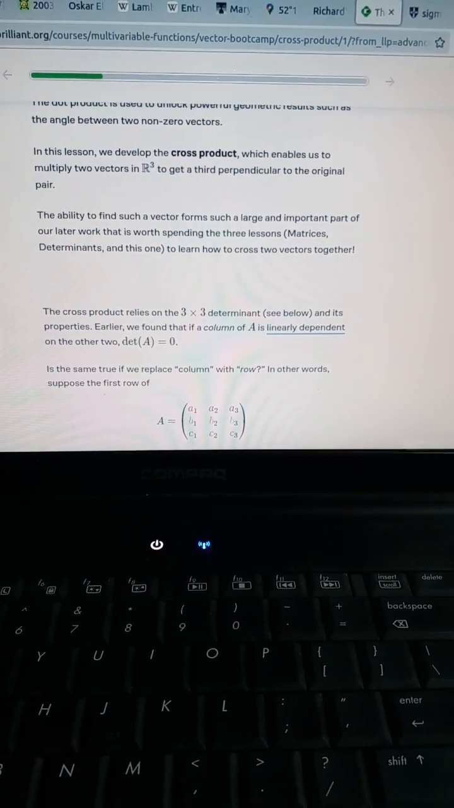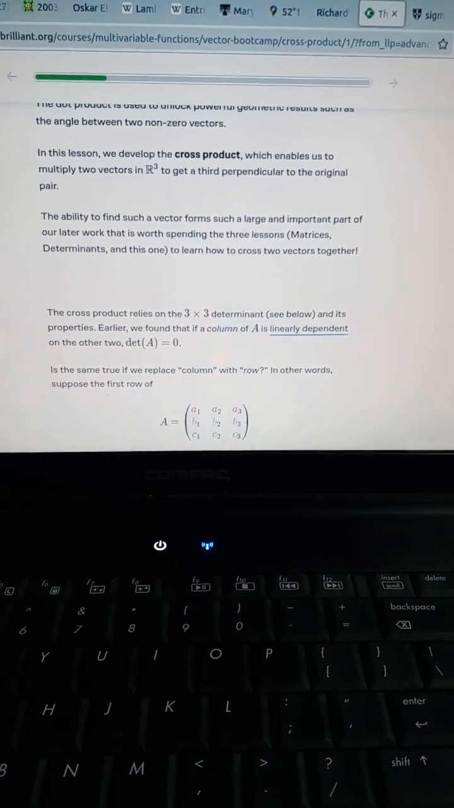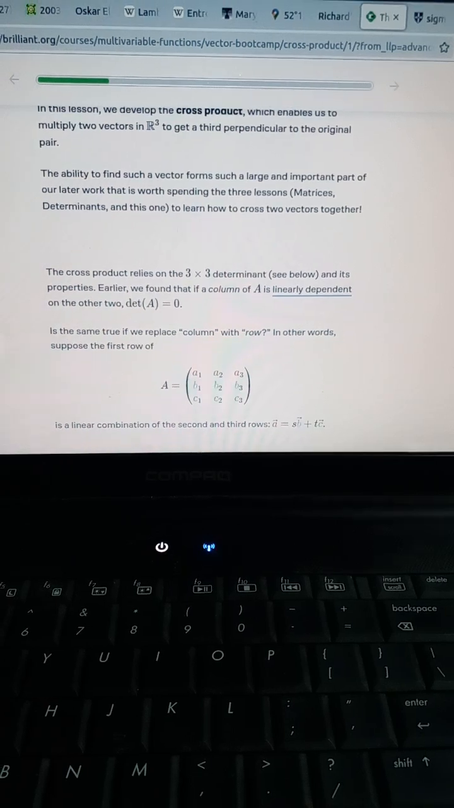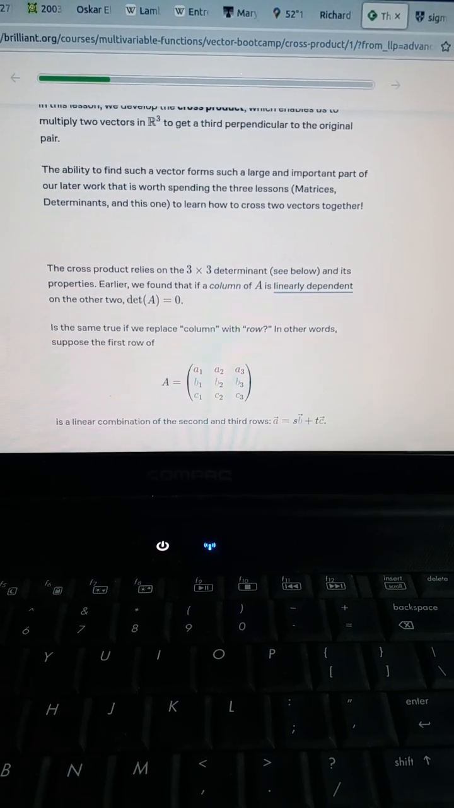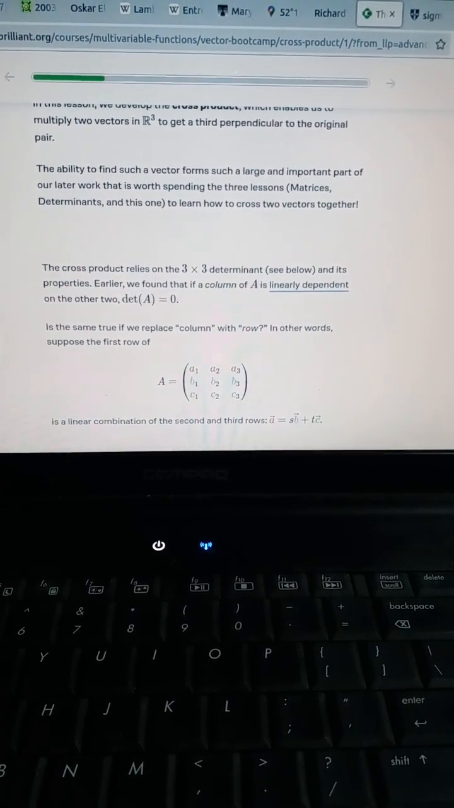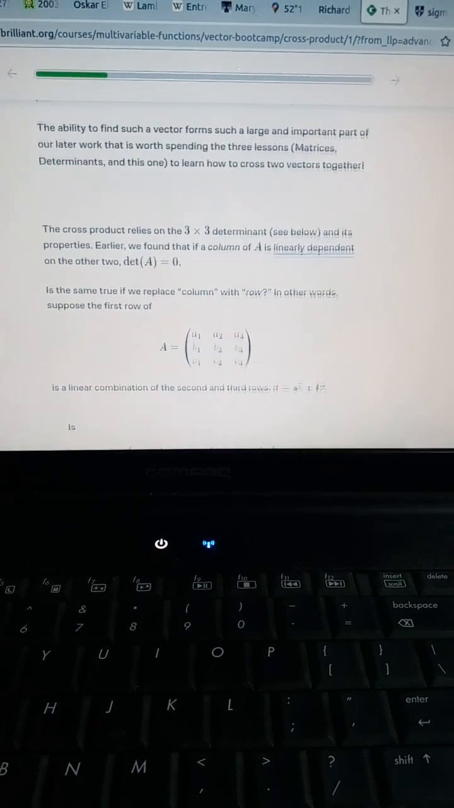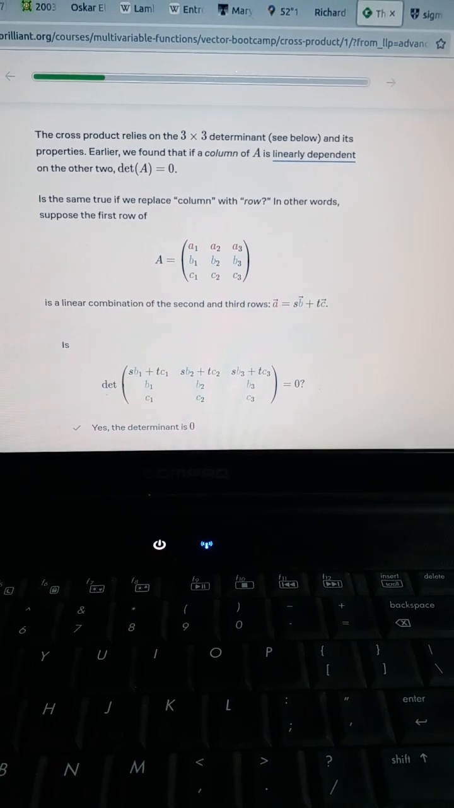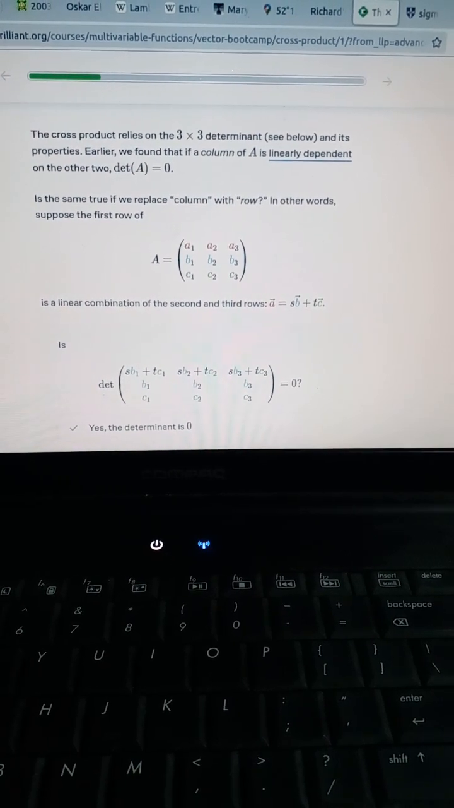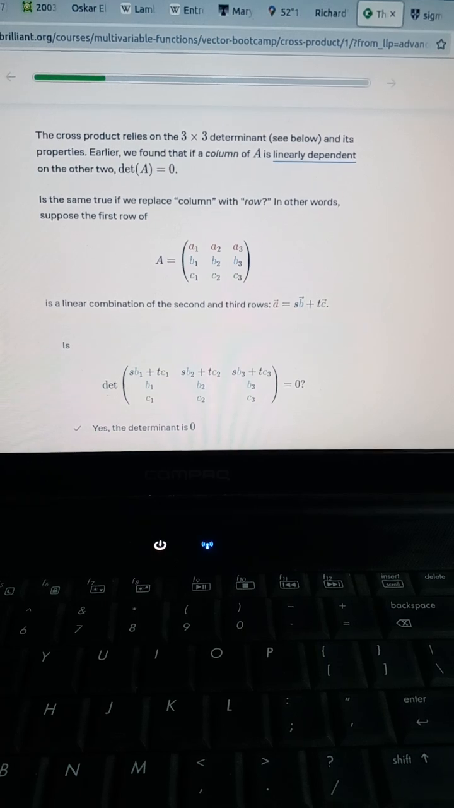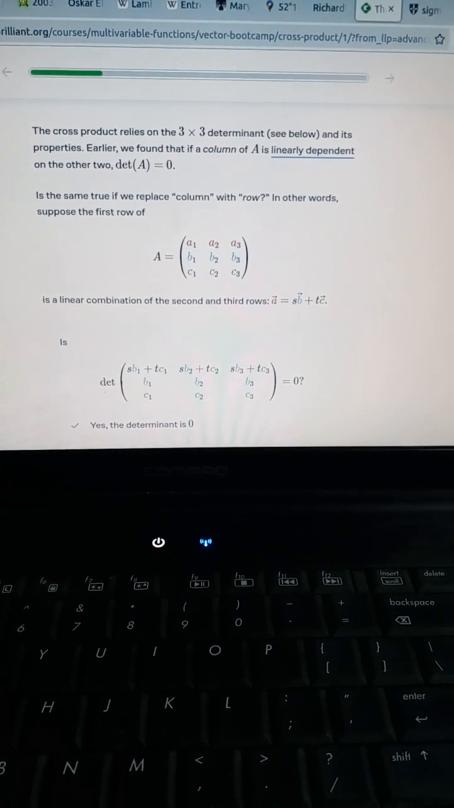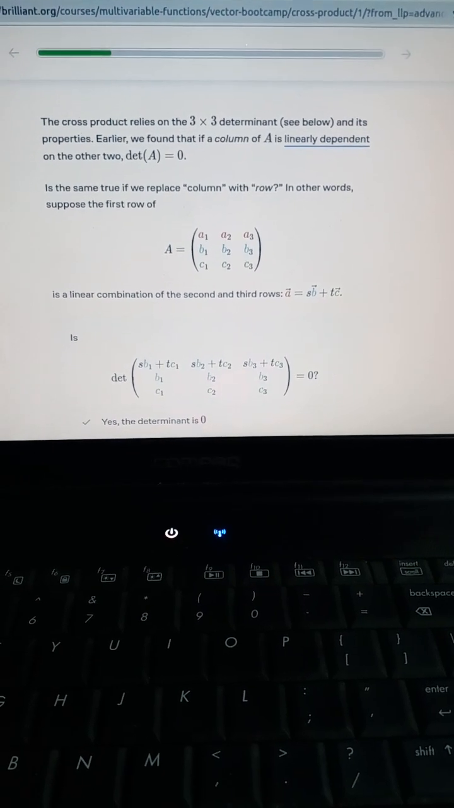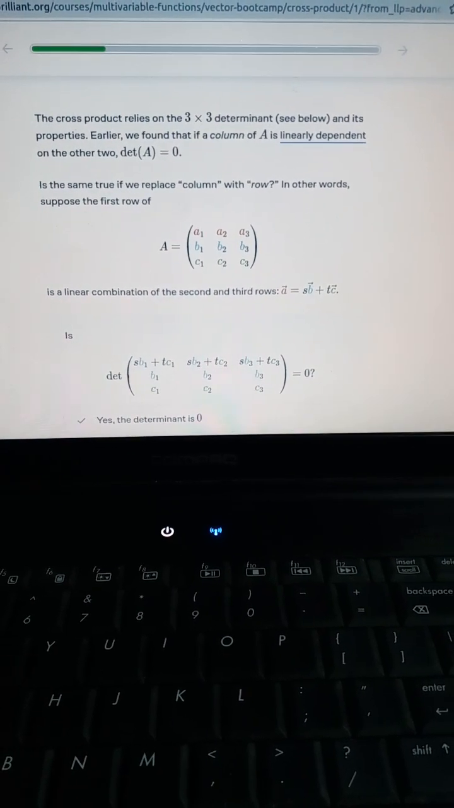How to multiply two vectors in R3. How to cross two vectors together. It relies on the 3x3 determinant and its properties. Basically, the determinant gives you this volume in a three-dimensional space.